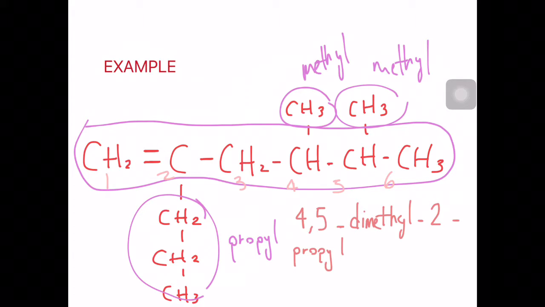Then the next step is to indicate the position of the double bond. We put the position, and finally, as we have a 6 carbon chain, this means that it will be a hexane, but the rule says that we have to change the ending "-ane" to "-ene", so it will be "hexene".